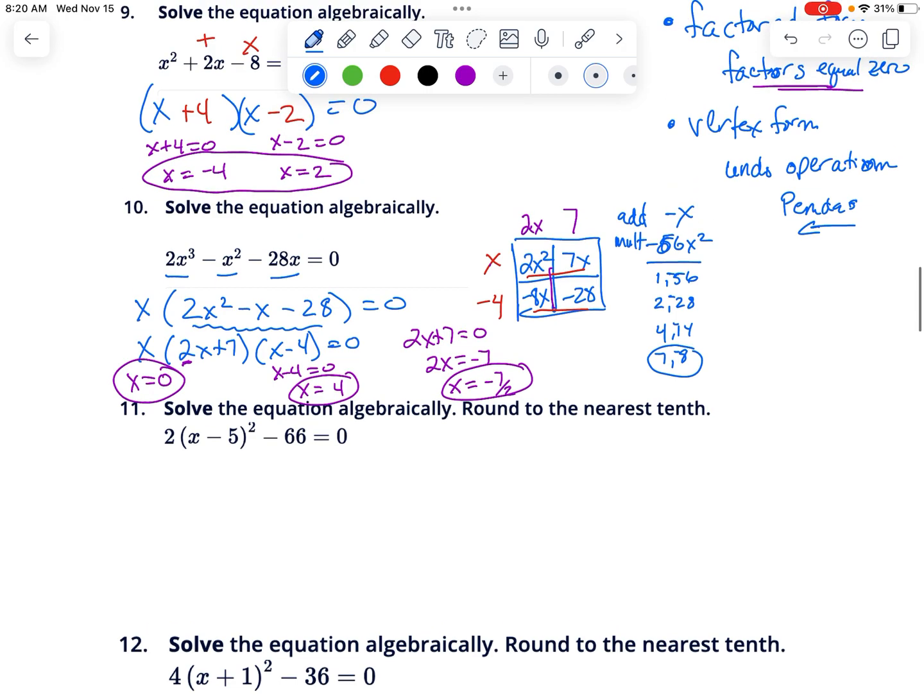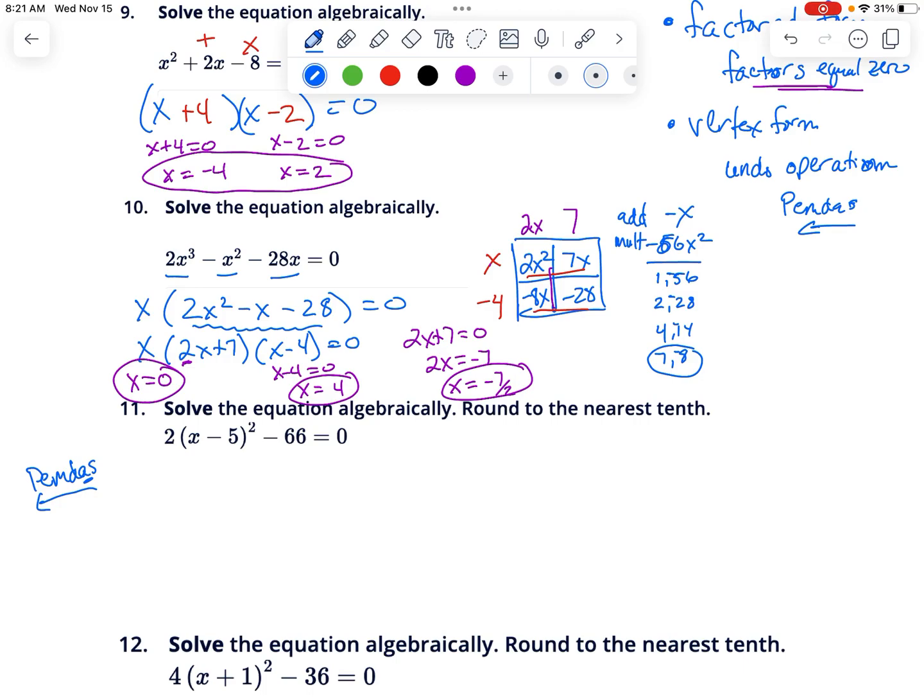Now this one, we see it's in vertex form. So we're not going to have to do as much to set it up into one of these forms. What we're going to focus on is undoing the operations. So we're going to take that PEMDAS and go backwards through this. So I'm going to look at any addition or subtraction I have to undo. And also, if you notice in this equation, you only see x in one place.